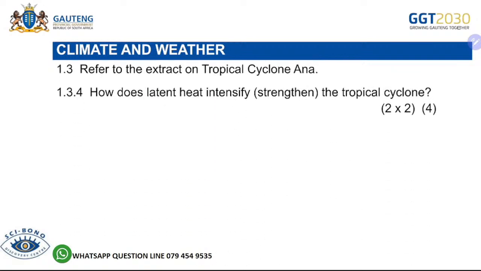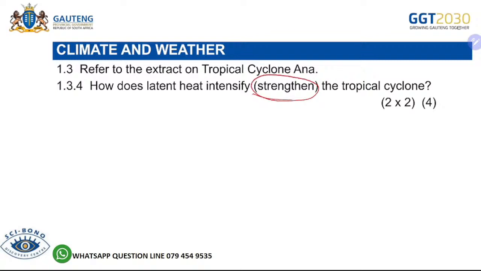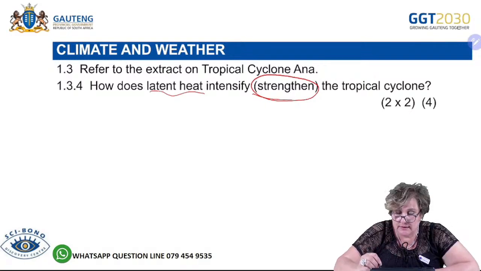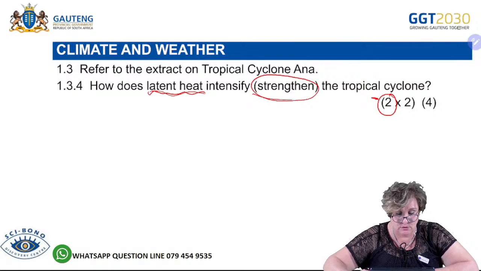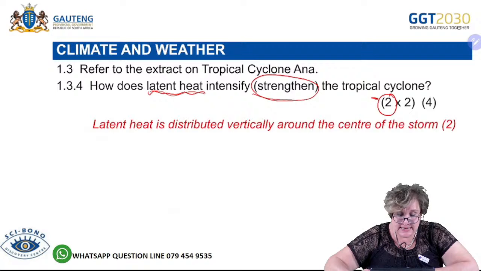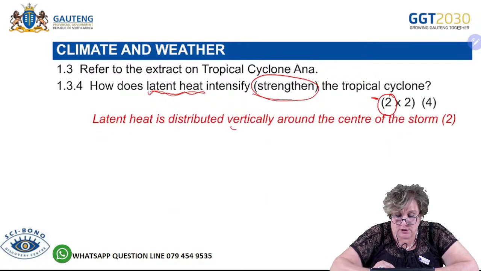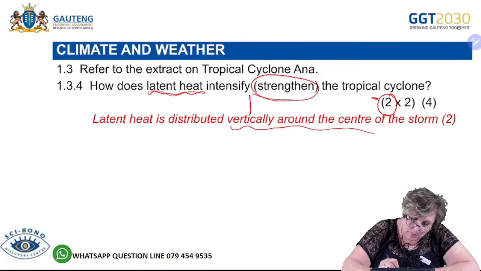How does latent heat intensify the tropical cyclone? Intensify means it strengthens it. How does the latent heat make this tropical cyclone more intense? Now look at the mark allocation, 2 times 2. So you at least have to give 2 facts that can go down 2 marks. Boys and girls, here is a middle order question because here you have to think. You need to know what is the role of latent heat in tropical cyclones. The latent heat is distributed vertical around the center of the storm. Vertical means up and down.